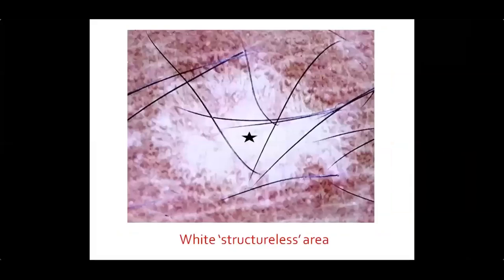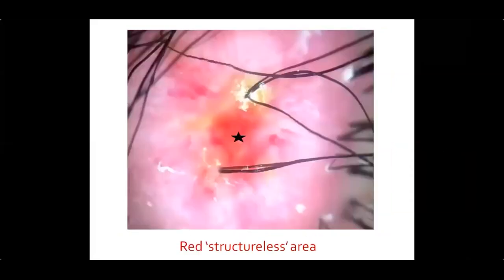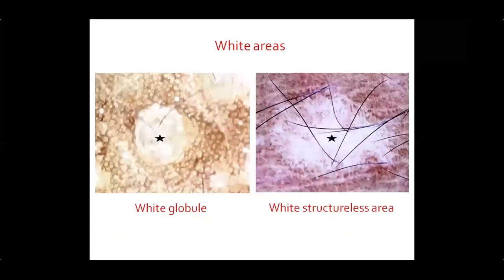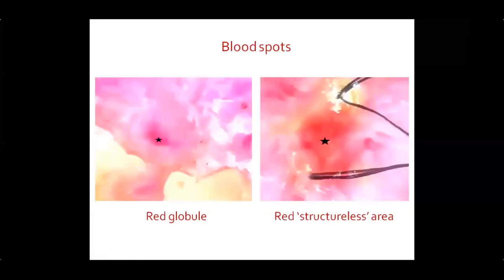So this is an example of a white structureless area. As you can see, it is quite large and forms a homogeneous pattern, but it lacks a definite shape and size. So this is an example of a red structureless area. So this is just to understand the difference. Both are white areas, but this here is well defined, so you can call it a white globule, whereas this is large and irregular, and you can call it a white structureless area. Similarly, lesional hemorrhages can be organized as red globules, or they can be large and irregular as red structureless areas.